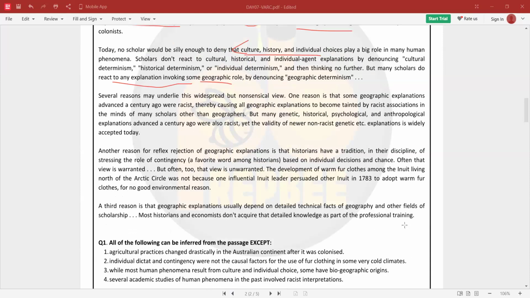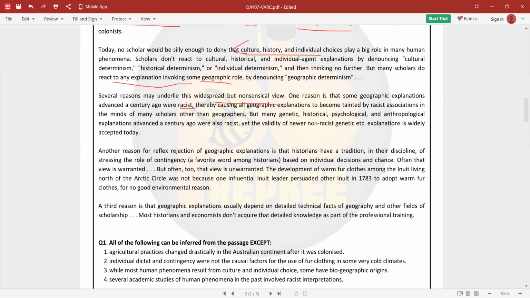So here the passage notes a double standard where scholars often dismiss geographic explanations as deterministic, but they accept other deterministic explanations. Now, several reasons may underlie this widespread but nonsensical view. One reason is that some geographic explanations advanced a century ago were racist, thereby causing all geographic explanations to become tainted by racist associations in the minds of many scholars other than geographers. So one reason for this bias can be that geographic explanations were historically misused to justify racism, leading scholars to distrust them even now.